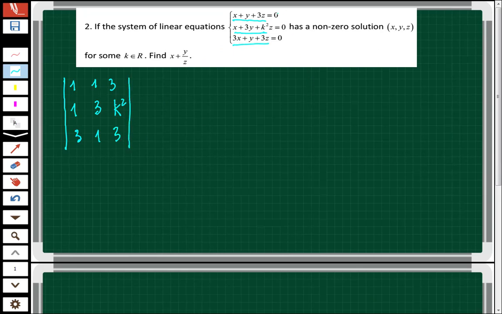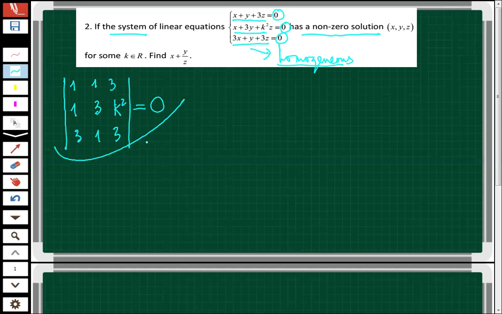Now we can say that with three zeros on the right-hand side of the system, we can conclude that this system is homogeneous. This point is very important. Why? Because if a homogeneous system has a non-zero solution, then the determinant must be equal to 0.